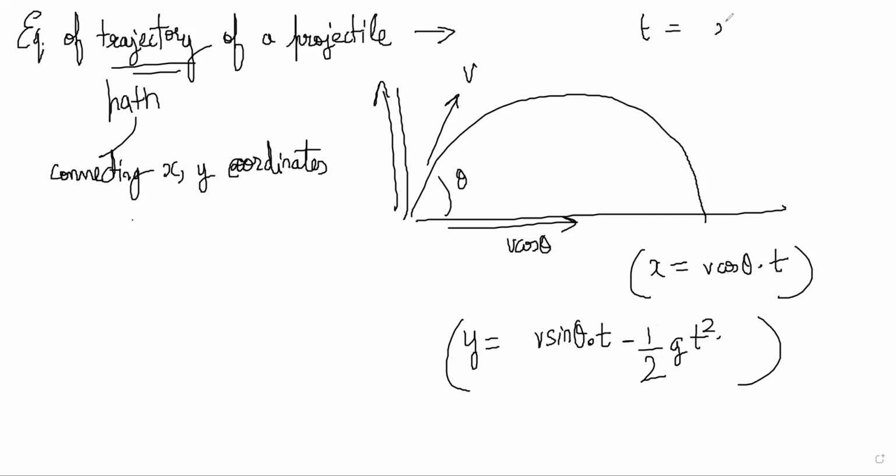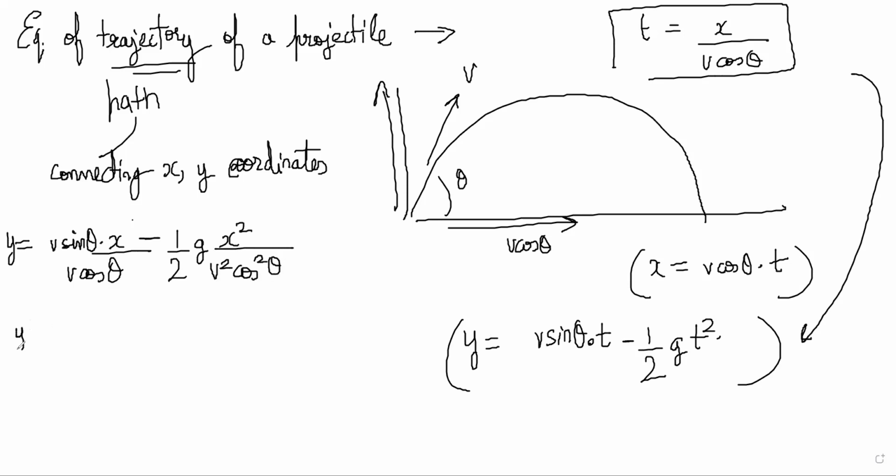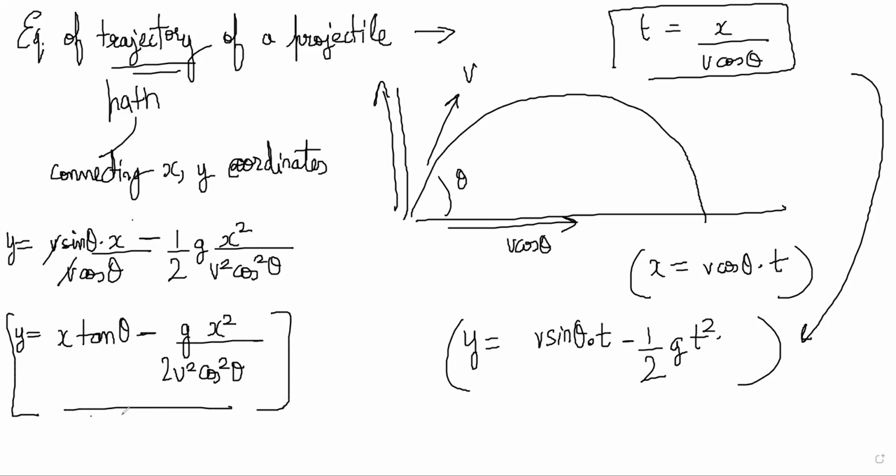So t basically becomes x by v cos theta, and if you put this into the second equation, what you get is y is equal to v sine theta into x by v cos theta minus half g x square by v square cos square theta. And if you simplify this a little bit, it becomes y is equal to x tan theta minus g x square by 2v square cos square theta. So this is your equation which governs the path of the projectile as it travels, right? This is called the trajectory equation of a projectile.